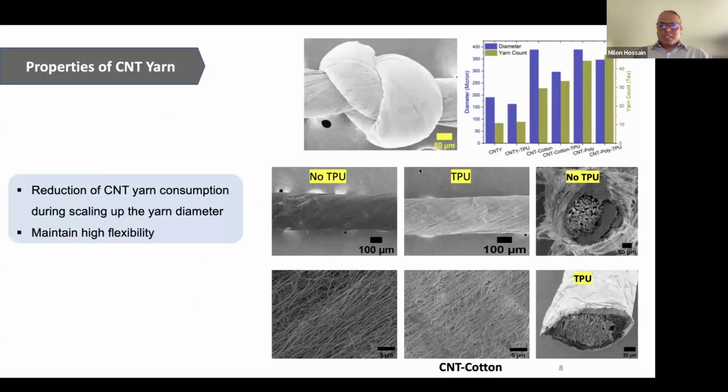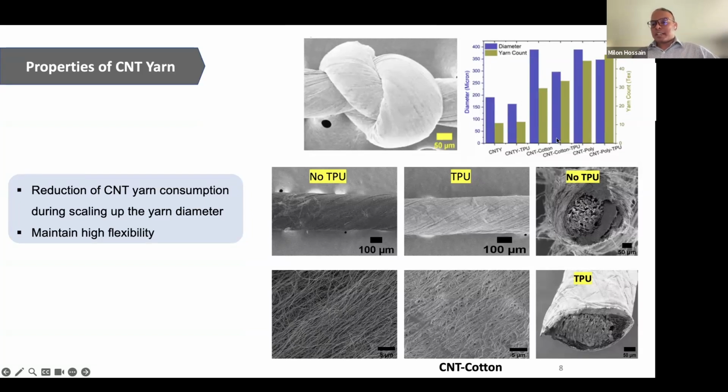So I tried to use this yarn in real industrial textile machinery to process it and make a smart textile. I did some characterization on the yarn. You see, this is the AFM image on the top. It's a neat carbon nanotube yarn. It's highly flexible, so a knot can be produced without breaking it.